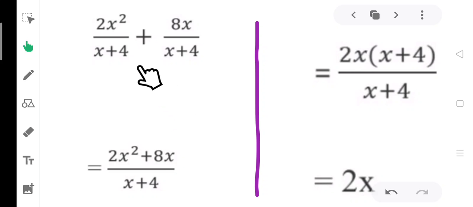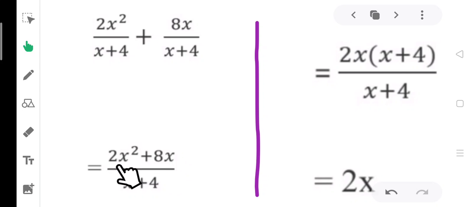So LCD divided by this one. So x plus 4 divided by x plus 4 multiplied by 2x squared. Again, x plus 4 divided by x plus 4 is 1, times 2x squared, that is 2x squared. Then x plus 4 divided by x plus 4 is equal to 1, then multiplied by 8x, so that is 8x. So we have in the numerator 2x squared plus 8x all over the denominator x plus 4.